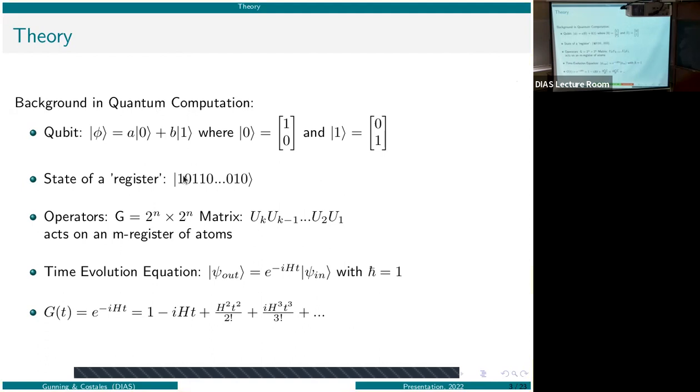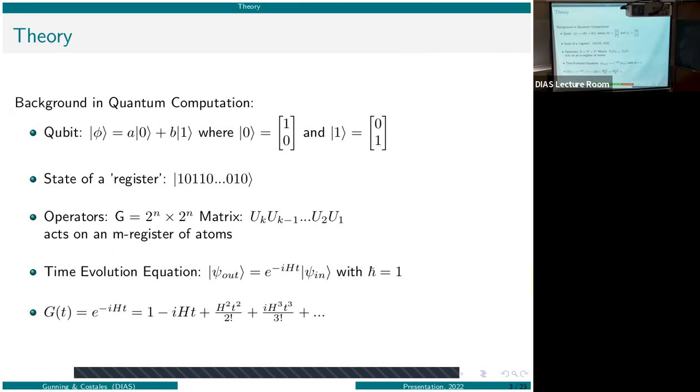space. Using these registers, we can complete any quantum computation, where you'll have an input state, and the final state at the end is going to be the answer to our computation. How this computation is done is using these operators, which we call the U's, that are going to be elementary unitary operators.